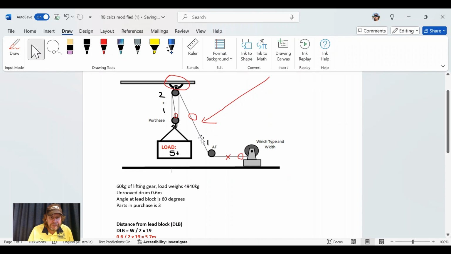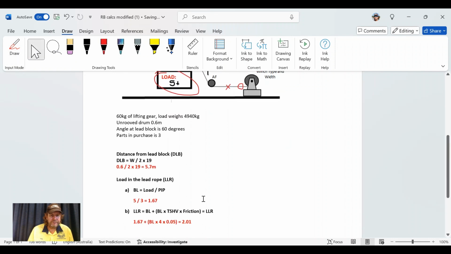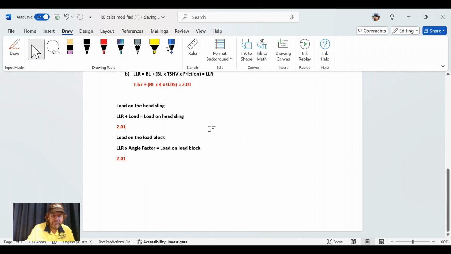Basically, we add the load on the lead rope, which we, what was it, 2.01, and that load together, and that will equal that bad boy there. So load on lead rope plus the actual load of 5 ton will equal, and don't trust your calculators, will equal 5 plus 2.01 will equal 7.01 ton.